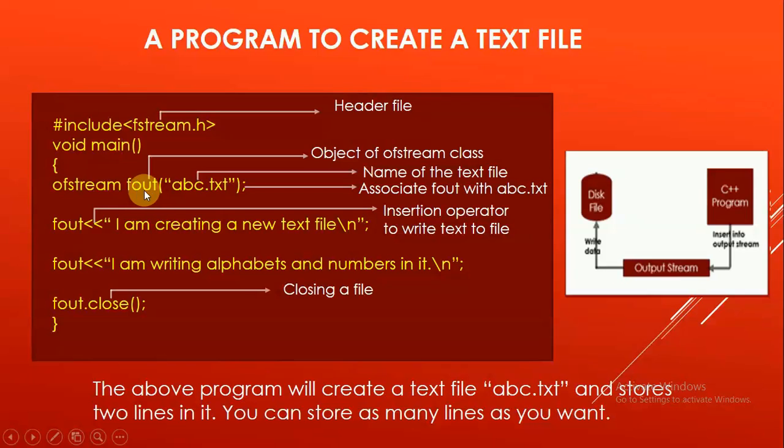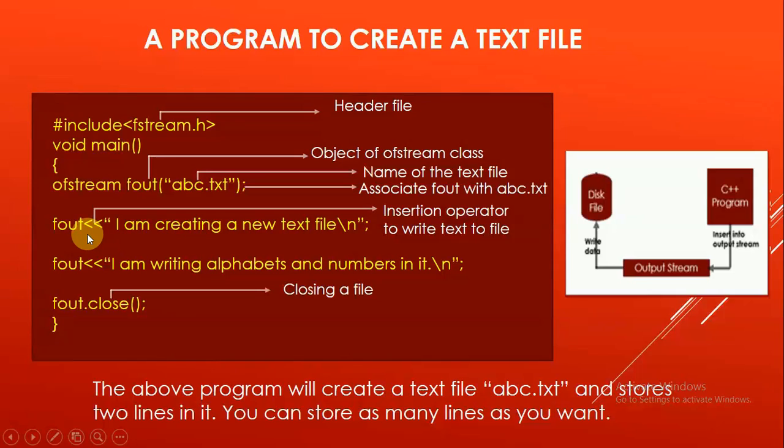It is a user defined name. You can give any name. Here I have given fout. This is an object of ofstream class, and this is the name of the text file. By this name, your file is going to exist on the hard disk. So in this line, we are associating fout with abc.txt. Now, we have created a file and my file is ready to write.